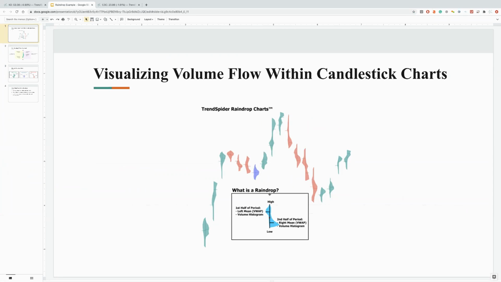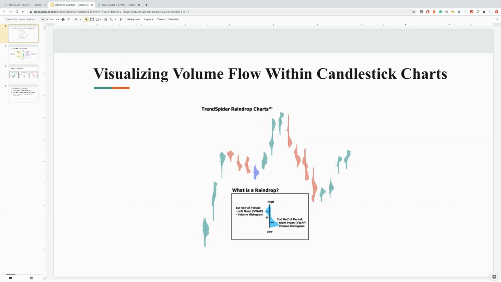You can see here that this little diagram will show you what a raindrop is. Essentially, you have your volume weighted average price on the left and your volume weighted average price on the right. The left is your first half of the period, whether you're looking at the 30-minute chart or the daily chart, whatever. We have anywhere from 10 minutes up to 1 day for the raindrops right now. We are working on getting weekly and monthly raindrops once we get a new data feed in there.